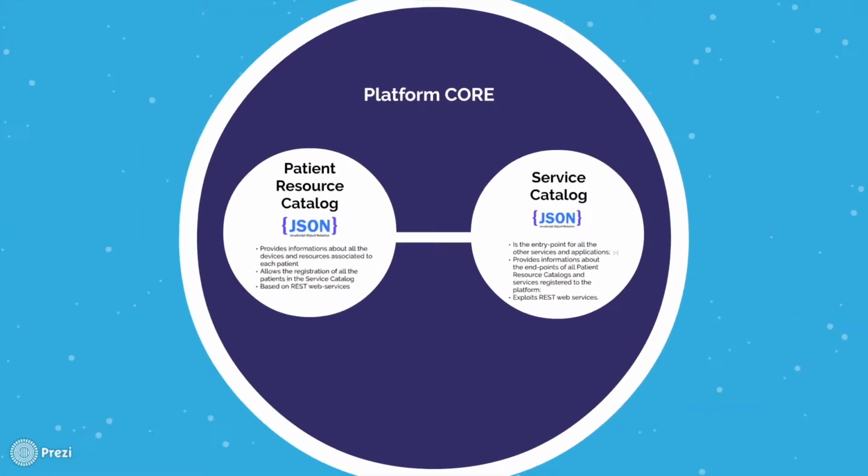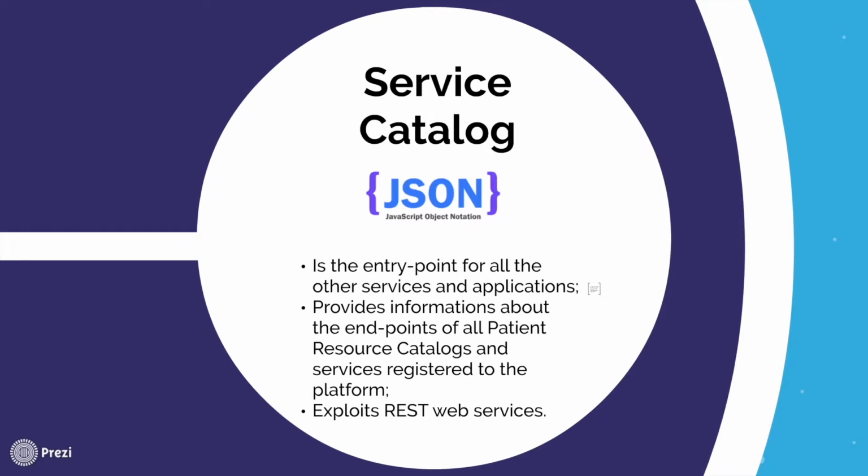The core of the platform is composed of two catalogs, the Patient Resource Catalog and the Service Catalog. The Service Catalog is the entry point for all the services and applications that take part in the platform. It also provides information about the endpoints of all patient resource catalogs and services. The content of the JSON file is exposed on the local network by exploiting REST web services.